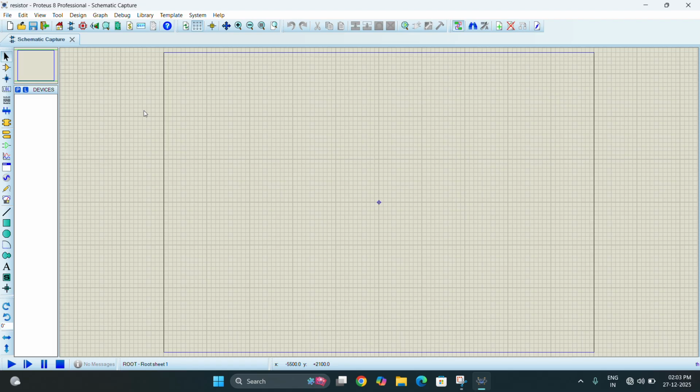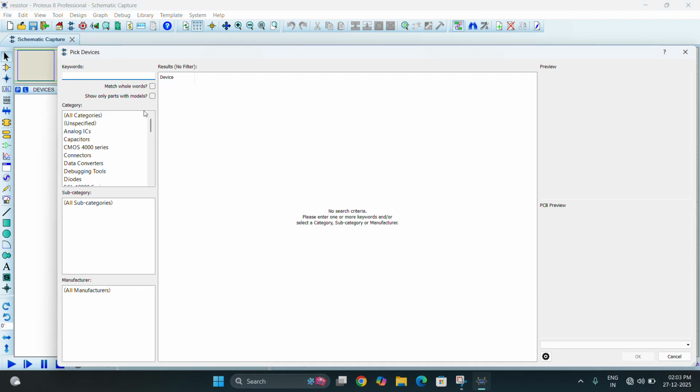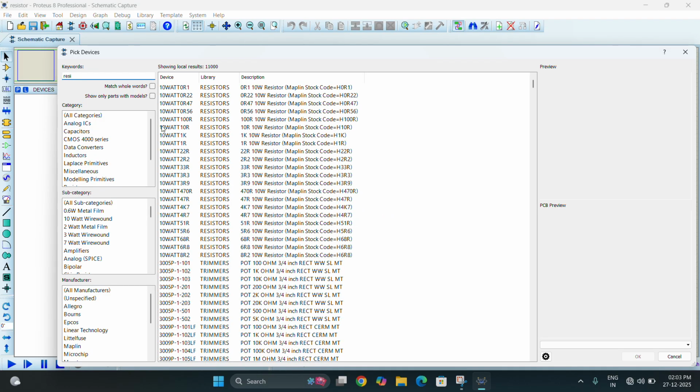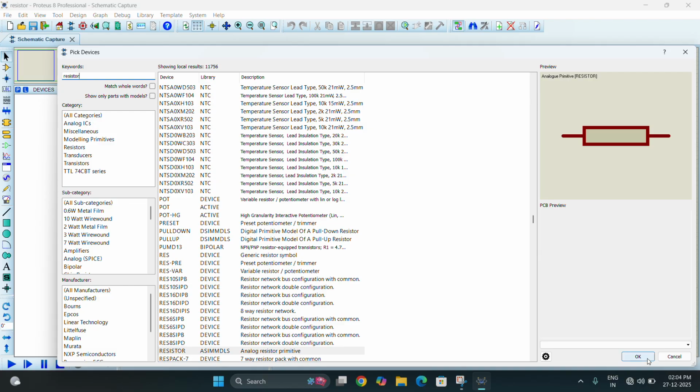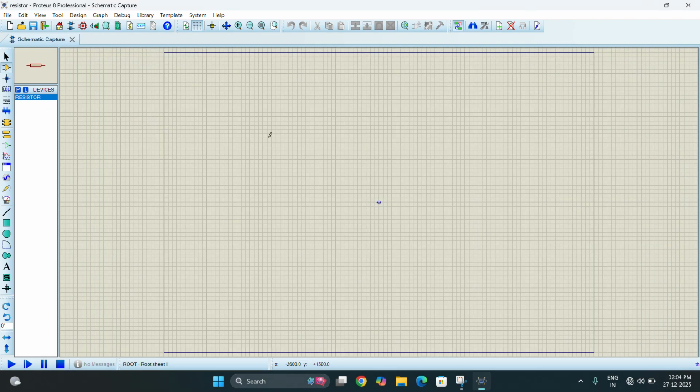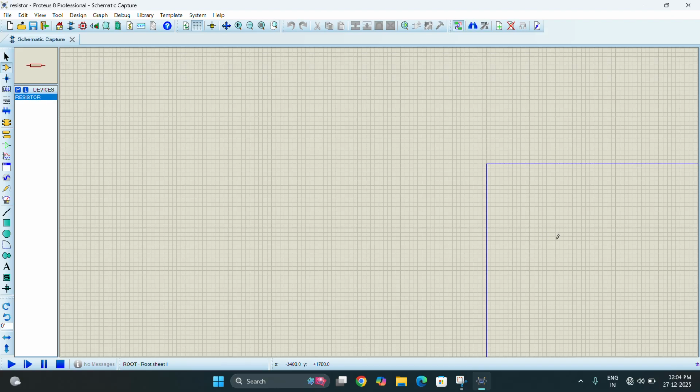Now let me take one resistor first. I will click the P, then I will take a resistor. I am getting this resistor, then I will press OK. Once I took the resistor, you might be seeing there is a sidebar where it is written P and L, devices. Whatever I choose will come here, and you can take it as many times as you want. There is no cost for it. It is free. You can do any experiments in these softwares so that you can understand anything.